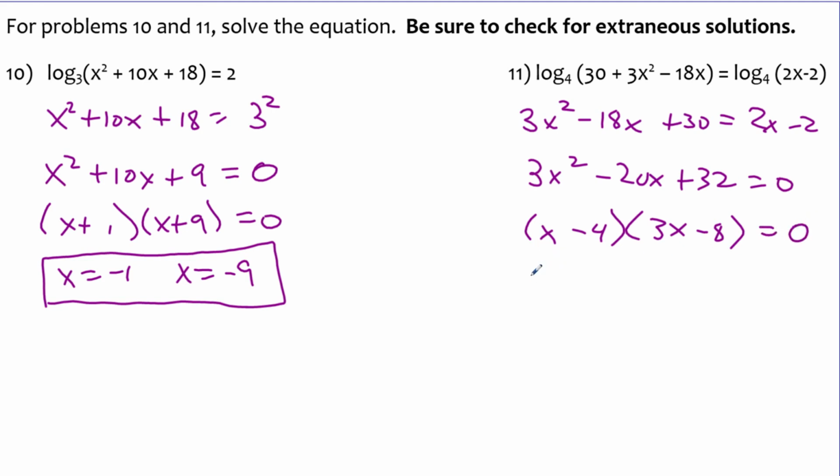So I can set each of these equal to 0. X equals 4. X equals 8 over 3. Okay, and I'll let you go back and check to see if those are extraneous solutions. But I believe, let's just do a quick check. 16 over 3. Yeah, I believe both of these are good as well. You shouldn't have any extraneous solutions in this problem.